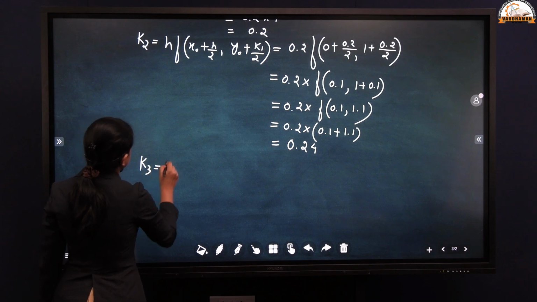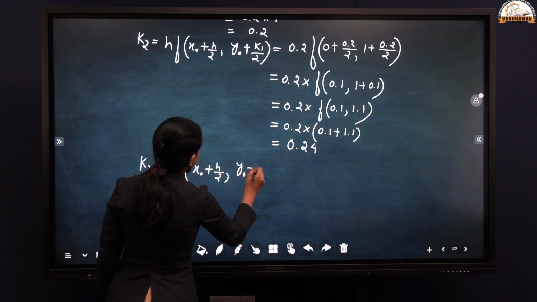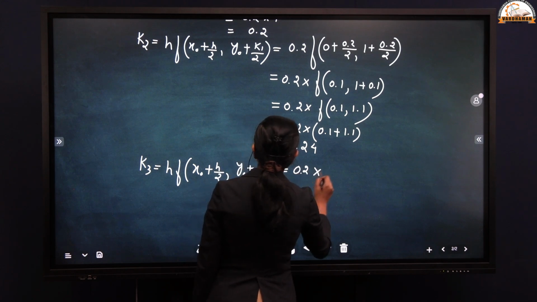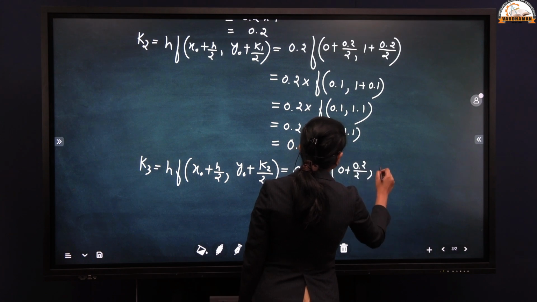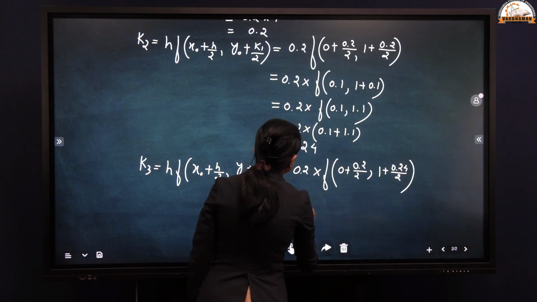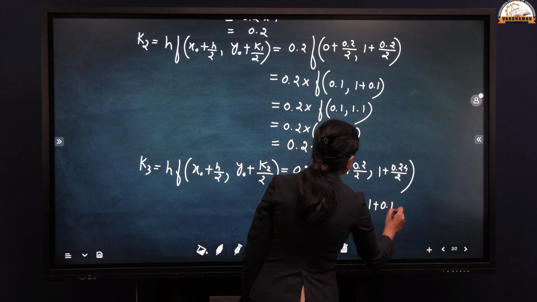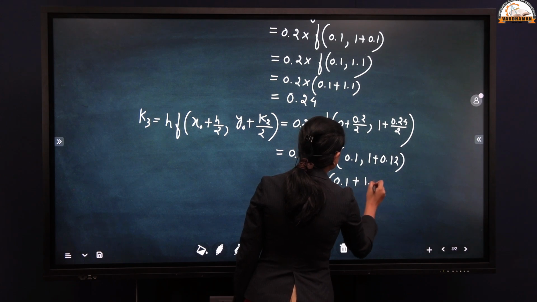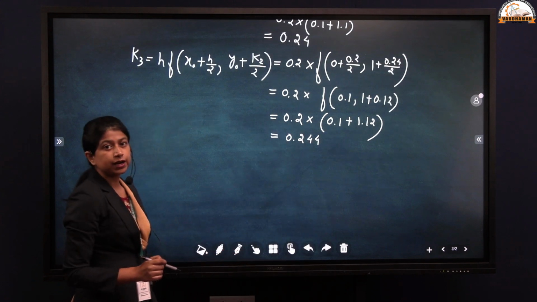k3 is given as h into f of x0 plus h by 2, y0 plus k2 by 2, which is equal to h is 0.2 into f of x0 is 0 plus 0.2 by 2, y0 is 1 plus 0.24 by 2. We get 0.2 into f of 0.1, 1 plus 0.12. So we have 0.2 into 0.1 plus 1.12. We get 0.244. Now we need to find k4.